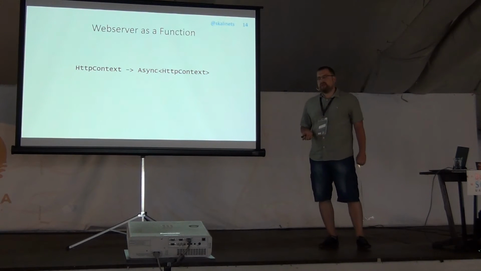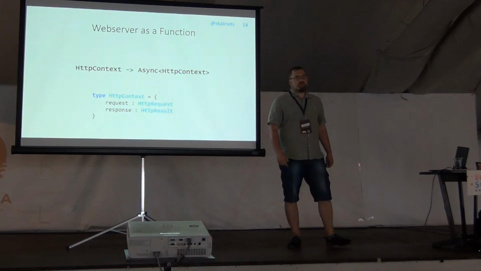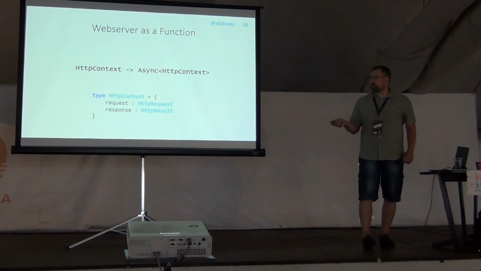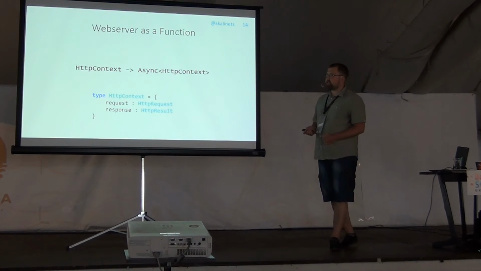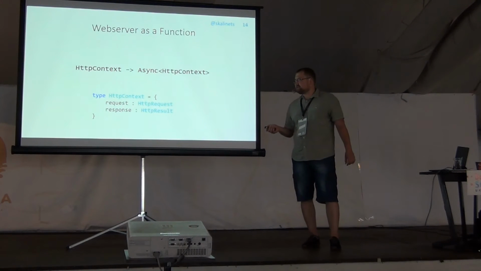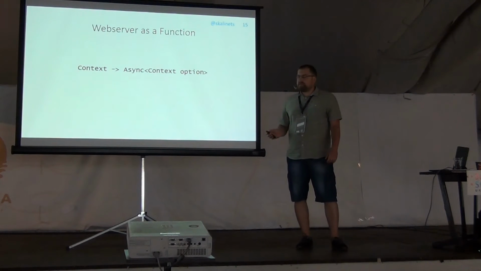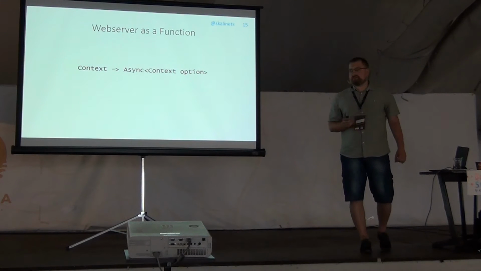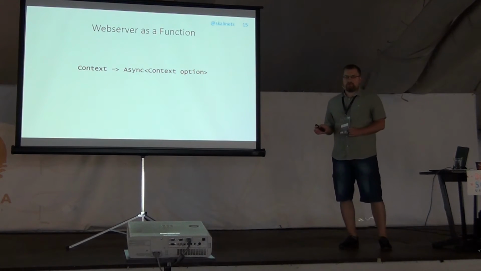In Suave's case, this type is HTTP context. And HTTP context is a very familiar concept to everyone who is using web programming. It contains the request and response. And every function in Suave basically can analyze the request and modify the response. That's all. And one more thing that should be mentioned is that this function may return nothing.